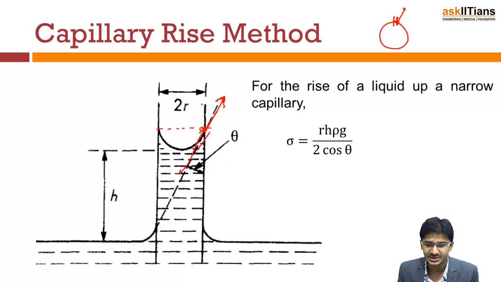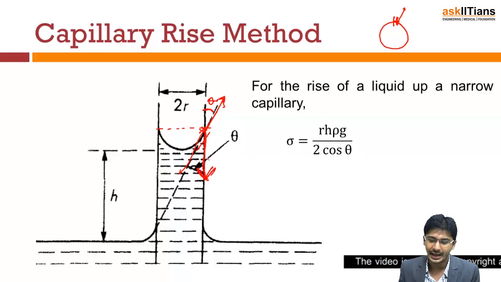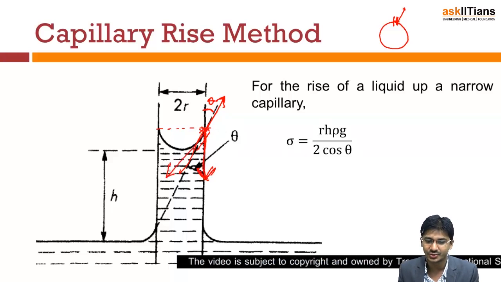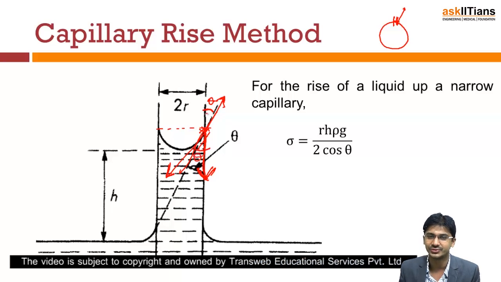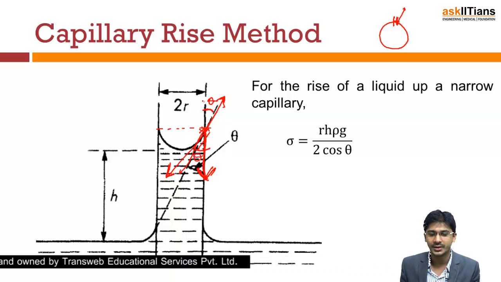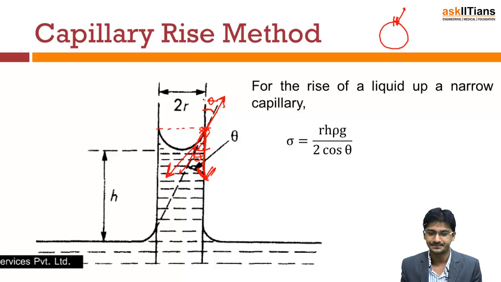So if this angle is theta, which is your contact angle that you know, why? Because this is the tangent to the solid going inside and the tangent to the liquid going away from the solid is this. So if this is theta, this is also theta. So this theta is none other than the contact angle.